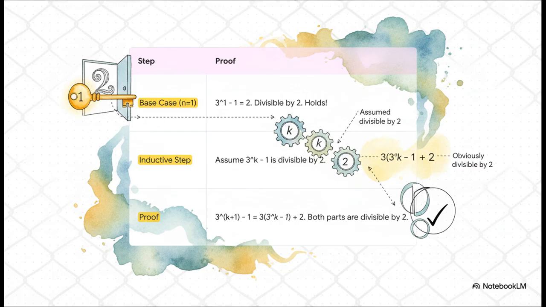Now just look at what we've got. The first part, 3 times (3^k minus 1), has to be divisible by 2 because we assumed 3^k minus 1 was. And the second part is just 2, which is obviously divisible by 2. If you add 2 things that are both divisible by 2, the result has to be divisible by 2. And just like that, the proof is done.